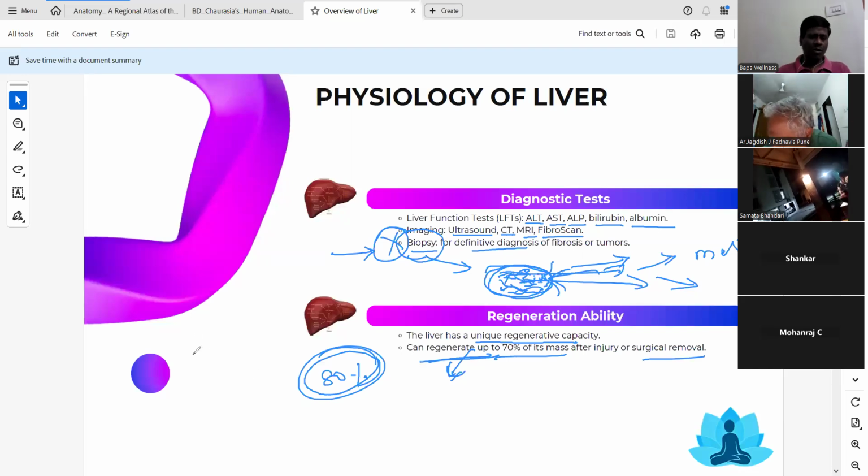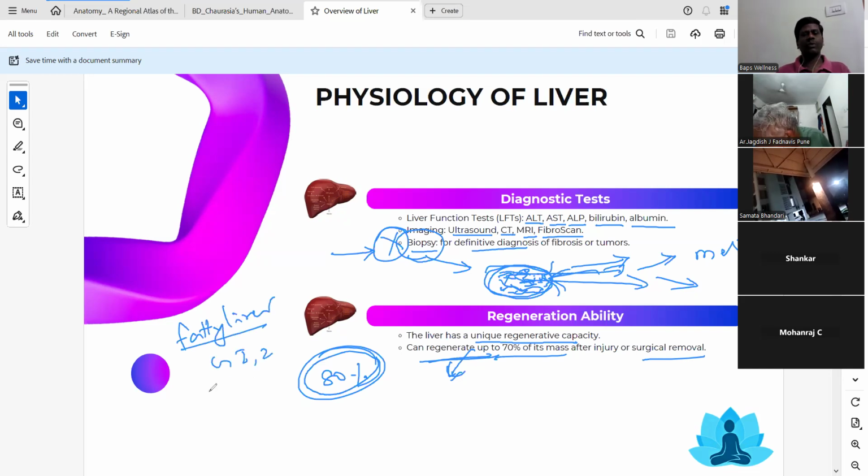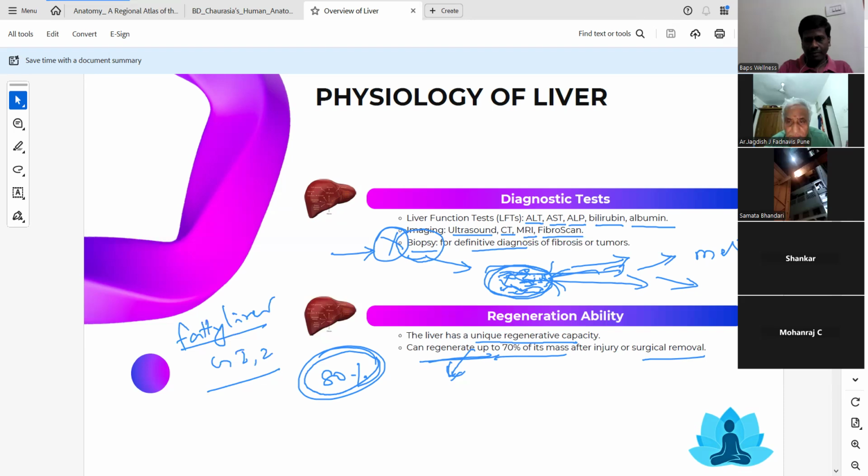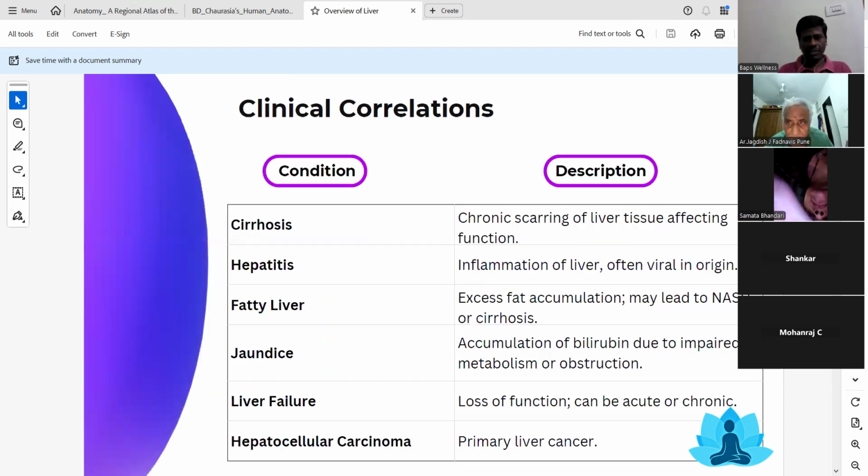Nowadays, a common problem related to the liver that we see in almost all the scans is fatty liver of various grades, mainly grade 1 or 2. We will see all those things in the forthcoming slides. So the clinical correlations generally, that is, what all the diseases that can affect the liver.